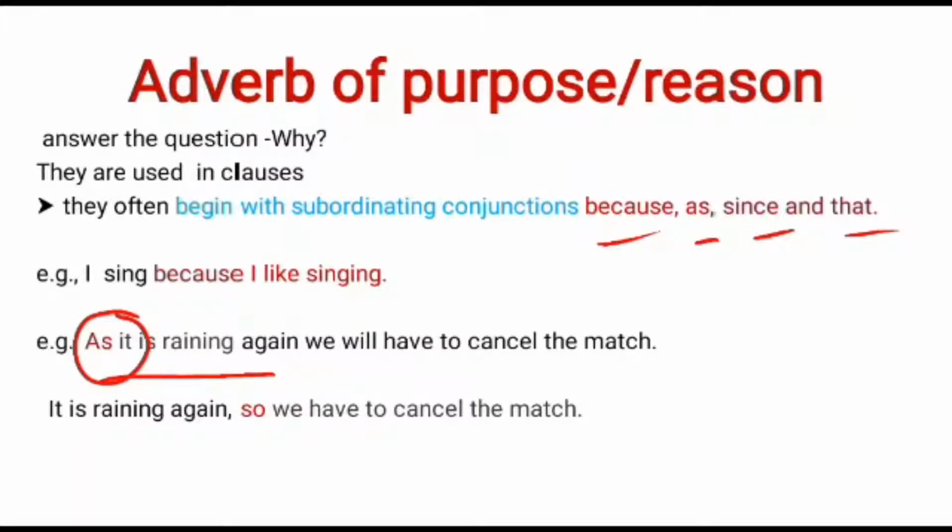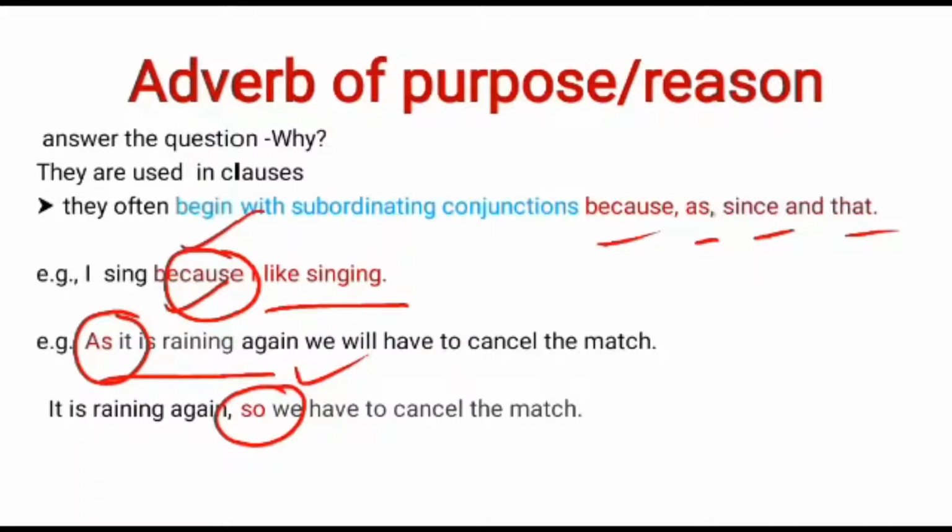And in an informal style, the same idea can be expressed with so. It is raining again, so we have to cancel the match. So you can use as and you can use so. If we talk about their position in a sentence, so usually appears at the beginning of the second sentence, as you can see here. So here the second sentence is beginning, and that is why we are using our adverb of purpose here.